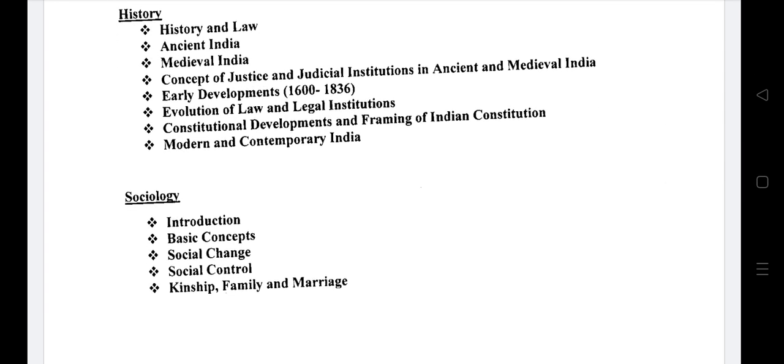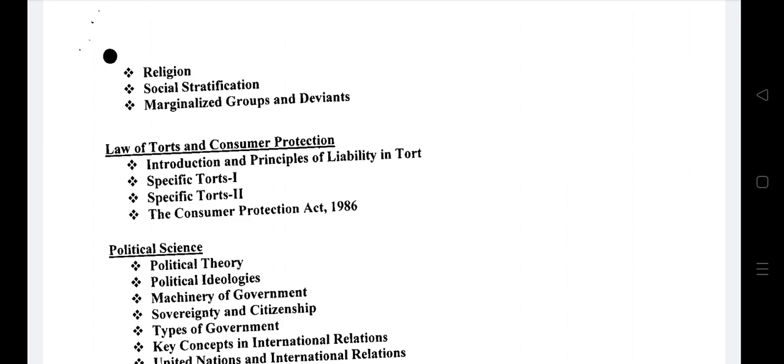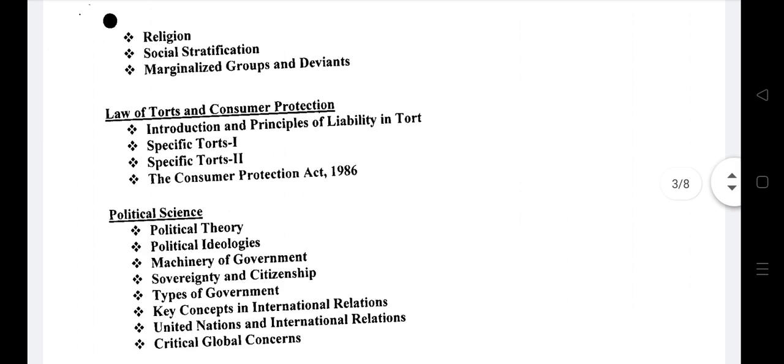From sociology you have to cover introduction, basic concept, social change, social control, kinship, family and marriage, religion, social stratification, marginalized groups and deviants. From tort, you have to read the introduction and principles of liability in torts, specific torts 1, specific torts 2, and the Consumer Protection Act 1986. Basically, you have to study the whole of the tort and the CPA. But whatever we have studied in BA LLB, only that much syllabus, that basic level, you have to prepare.